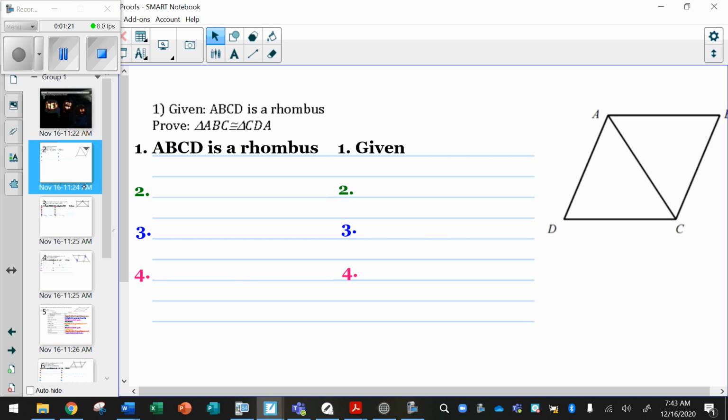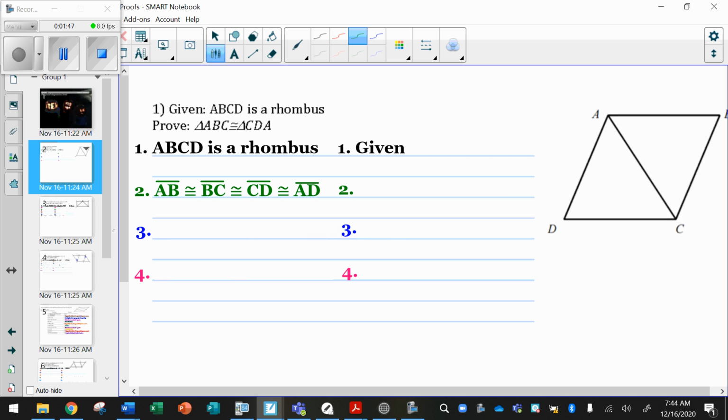So why don't you take a few minutes, try your proof, pause the video, and then come back and I'll show you what I did. Try it on your own, pause the video, then come back and I'll show you what I did. So a lot of options of what you can do. Whatever you decide to do, make sure you put an appropriate reason.